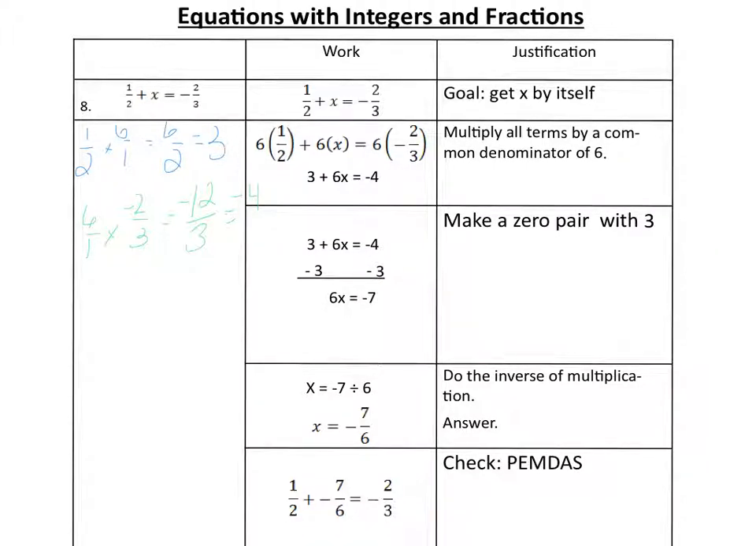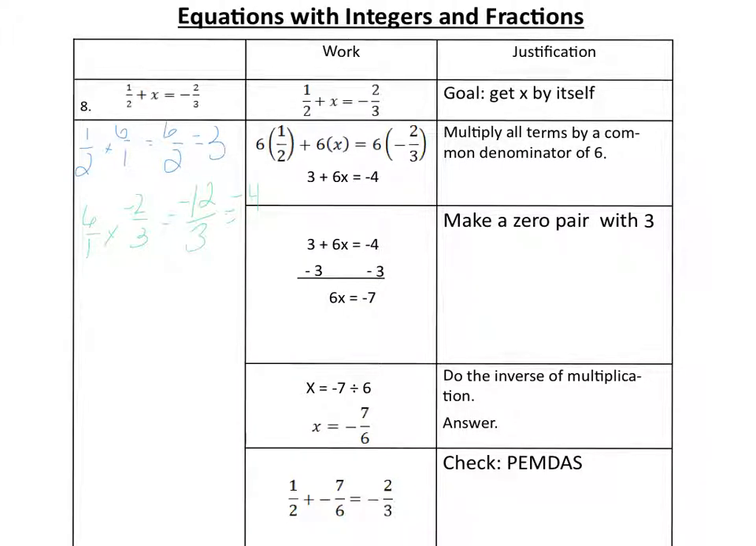At that point, we have what's called a two-step equation. We know it's a two-step equation because we can see two operations in this problem: we see the addition and we see the multiplication. Now we can go through and make our zero pair with 3. We had positive 3, so to make the zero pair, we take away 3, because 3 minus 3 is 0, which means we're left with 6x on the left, and then we have negative 4 minus 3, and using our integer rules, we know that will be negative 7.